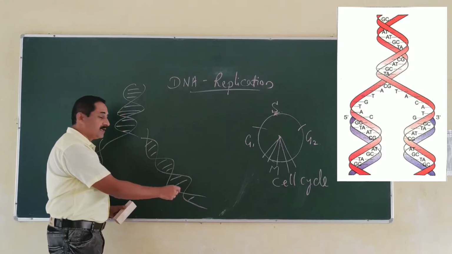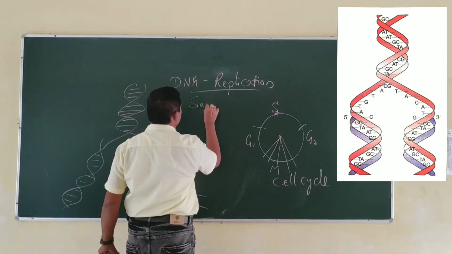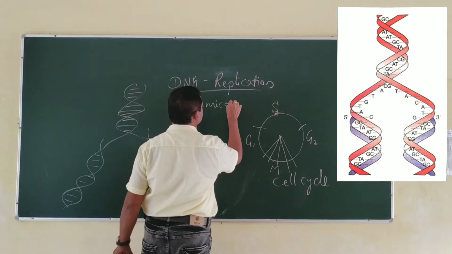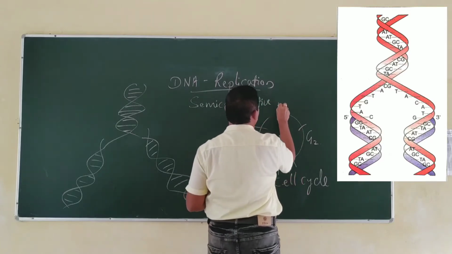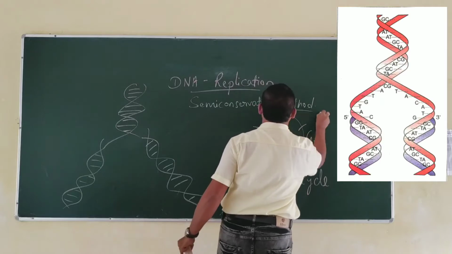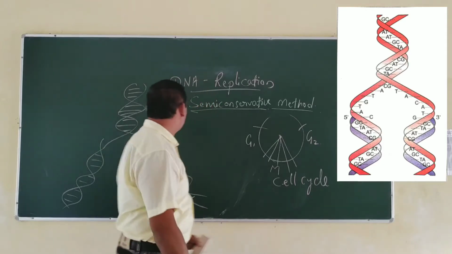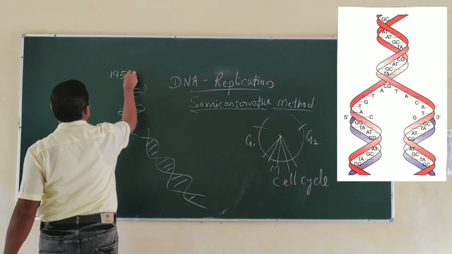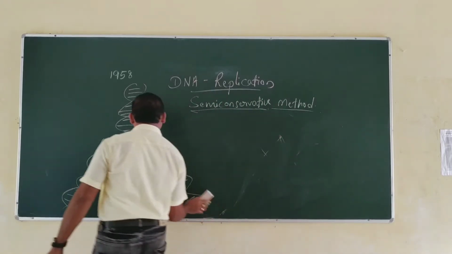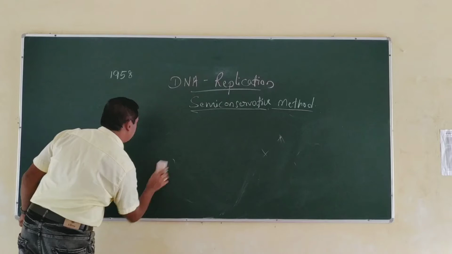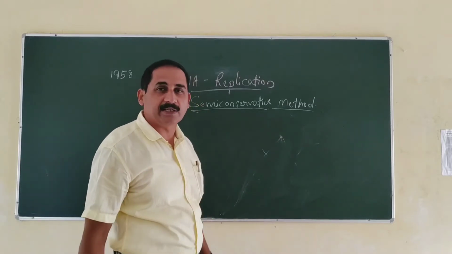This type of replication, which conserves one parental strand in each and every replication, is called the semi-conservative method of DNA replication. In 1958, Matthew Meselson and Franklin Stahl did an experiment on E. coli, Escherichia coli, and confirmed that the replication of DNA is semi-conservative. They proved that the replication of DNA is semi-conservative.